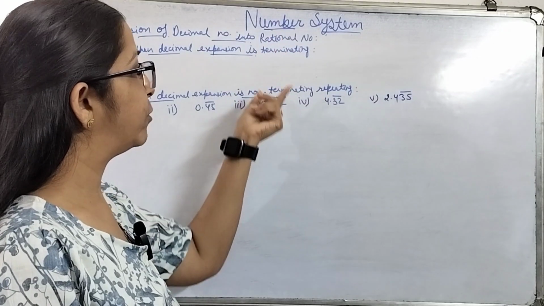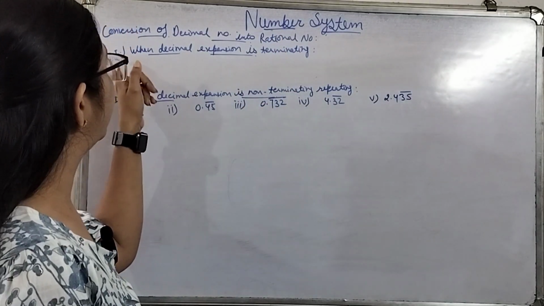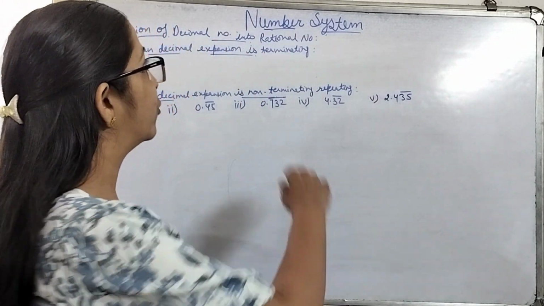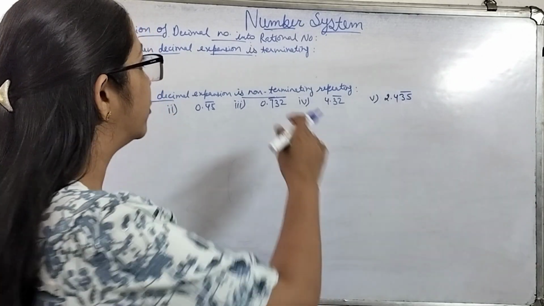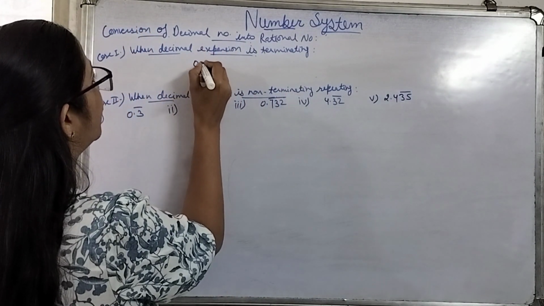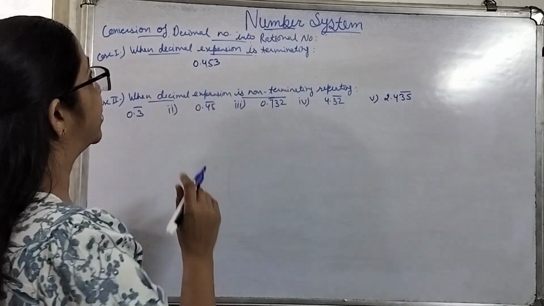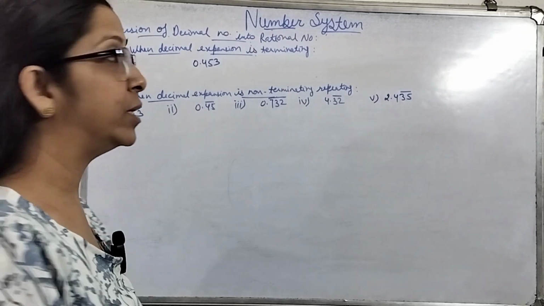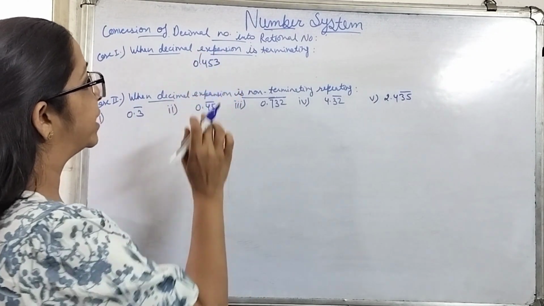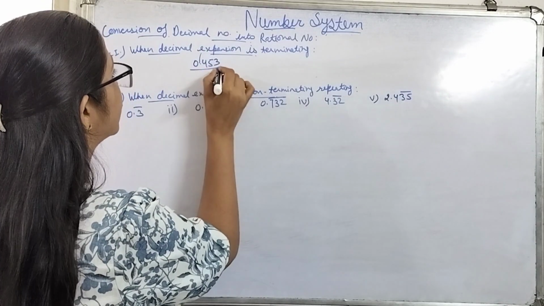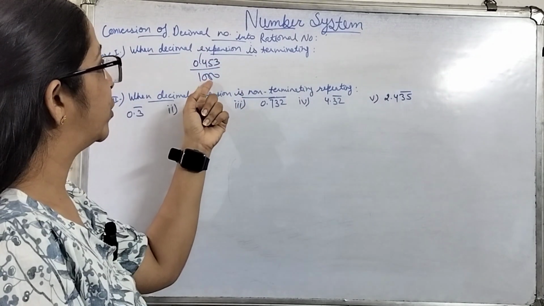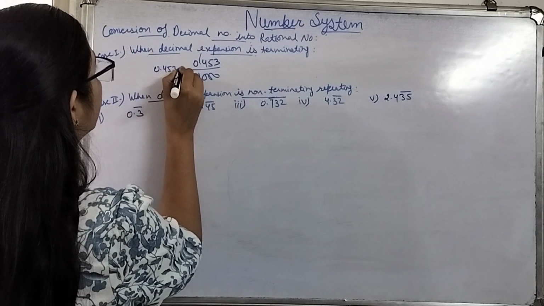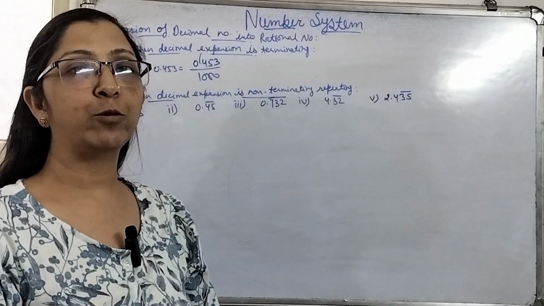Now the rational number has two types of decimal representation. The first condition is when the decimal expansion is terminating type, then how we can convert it into the rational number. The example could be 0.453. This is the decimal expansion of a rational number. How can we convert it? Simply remove the decimal. Over here there are 3 decimal places, so 1000 will come in the denominator and 453 over 1000 is the rational number. That means 0.453 can be written as 453 over 1000.